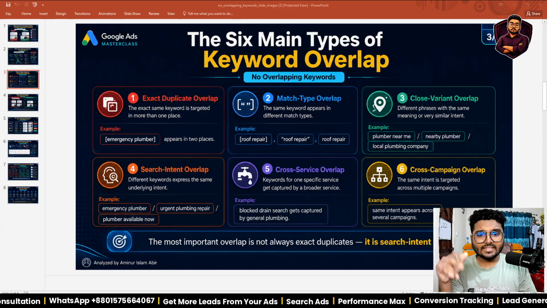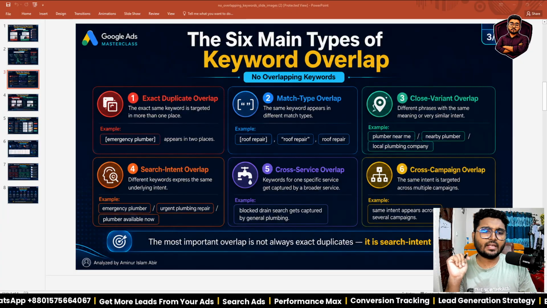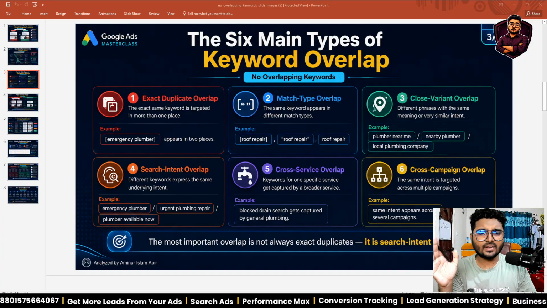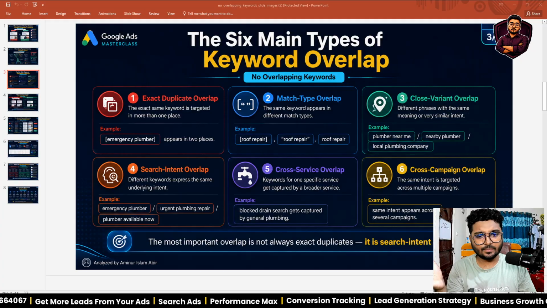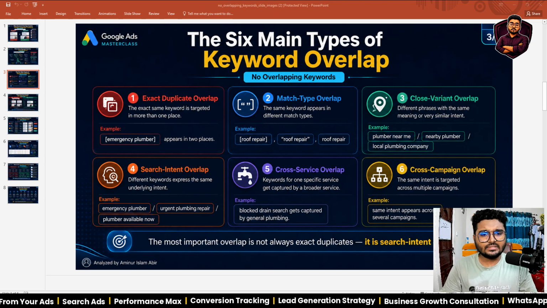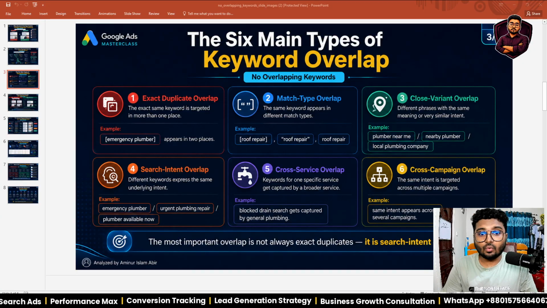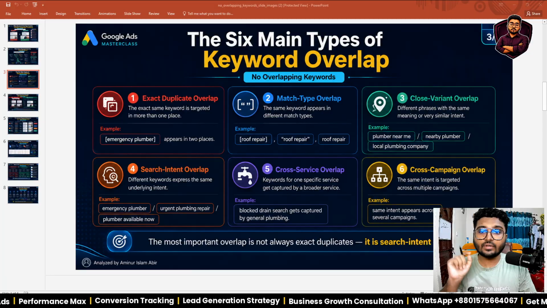Type 2: match type overlap. This happens when the same keyword is used as exact, phrase, and broad match. For example, exact match [roof repair], phrase match "roof repair", and broad match roof repair. This is not automatically wrong, but the advertiser should understand which route is receiving the traffic.